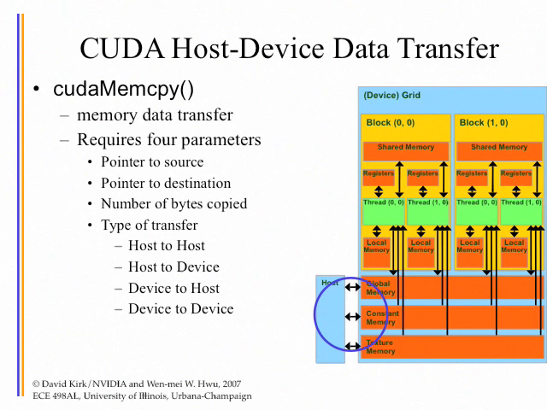And it requires 4 parameters. You need to know where the source is. You need to have a pointer to where the source data structure is, right? And you need to know where you're going to put it. You need to have a pointer to the destination. Obvious. You need to know the number of bytes you're going to copy. Easy, right? And you also need to know the type of the transfer. You need to know whether you're transferring from host to device or device to host and so on.